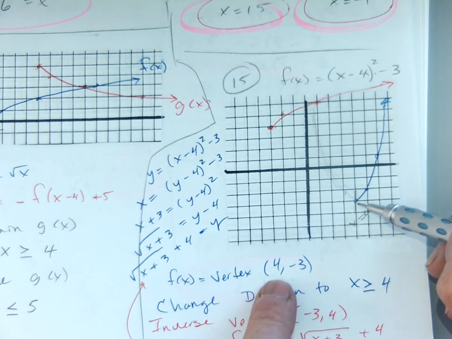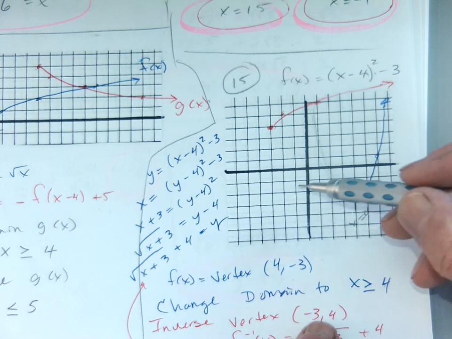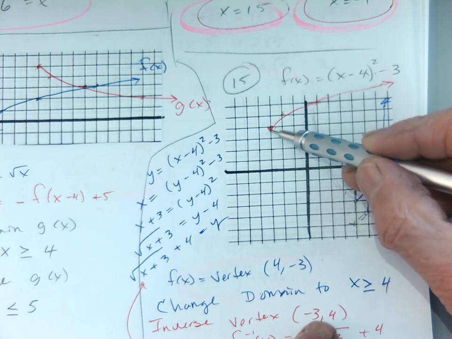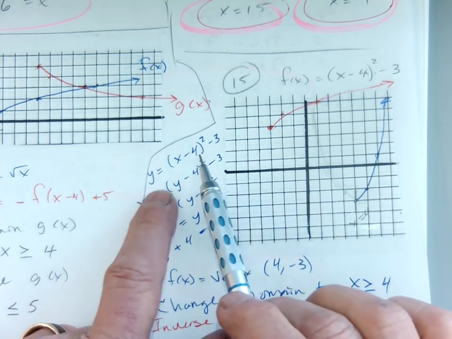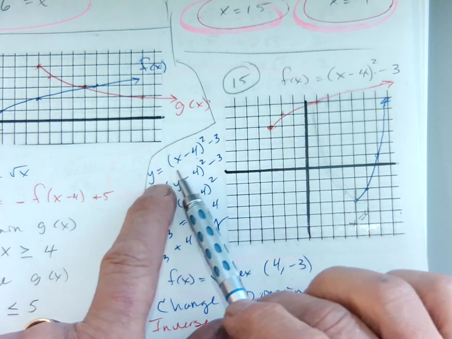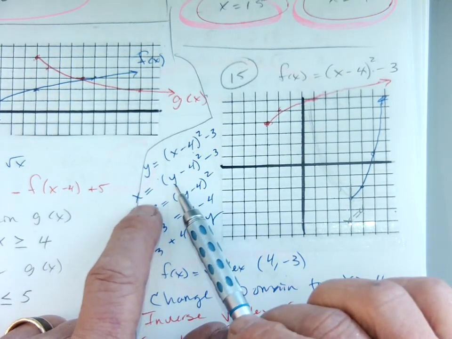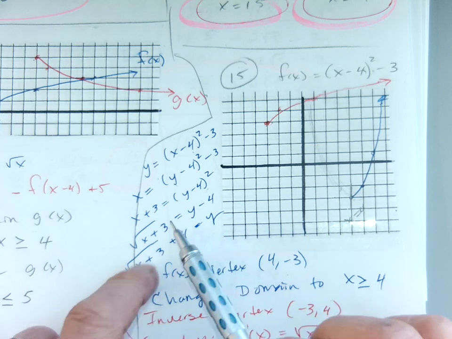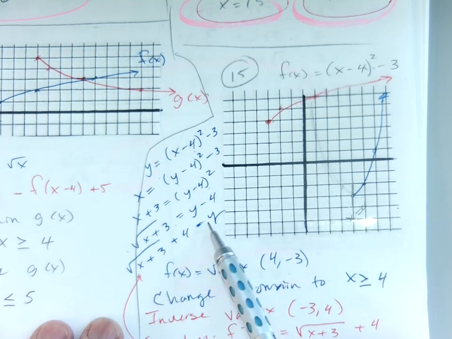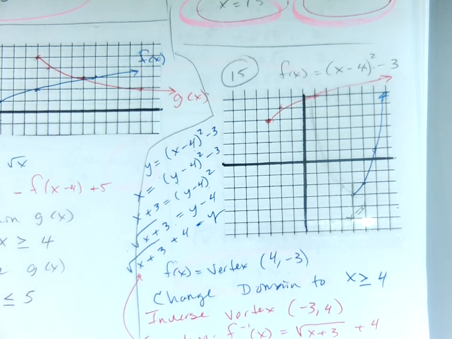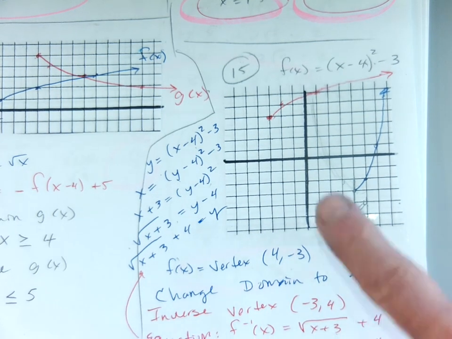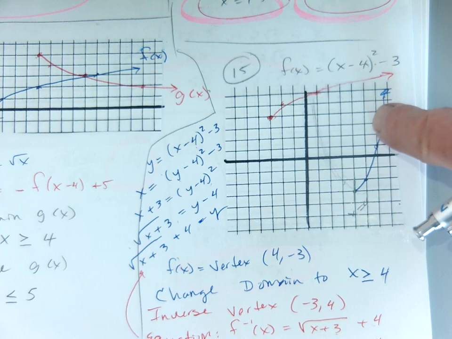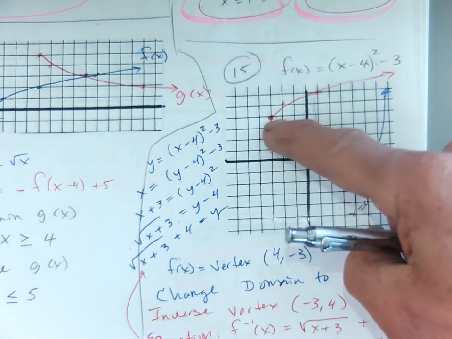Instead of vertex at (4, −3), the new vertex is at (−3, 4) for the inverse. And then I graph the sideways parabola. Don't want the bottom part, so when I find the inverse equation, f of x and y, I switch the variables, solve for y, add 3, square root, but not plus or minus because I changed the domain, and then I add 4. So my inverse equation is f inverse equals the square root of (x + 3) plus 4. Now the domain has got to be x is greater than or equal to negative 3, and the range is y is greater than or equal to 4.